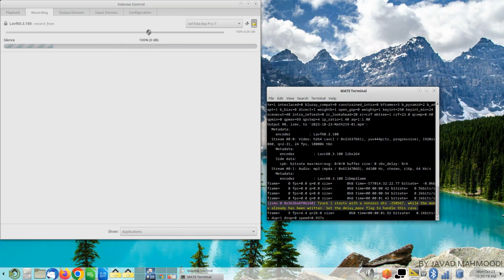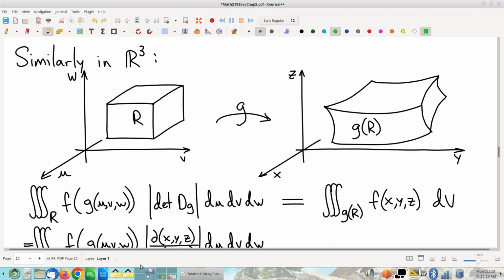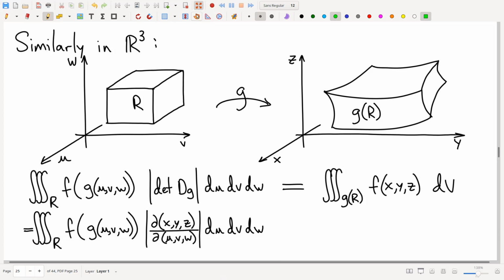Okay, off we go. So last time we were talking about change of variables, and we finished our discussion of two-dimensional change of variables. So we're going to move on now and talk about three-dimensional change of variables. And guess what? Good news, as you probably would expect, it's morally equivalent. It's the same basic idea.